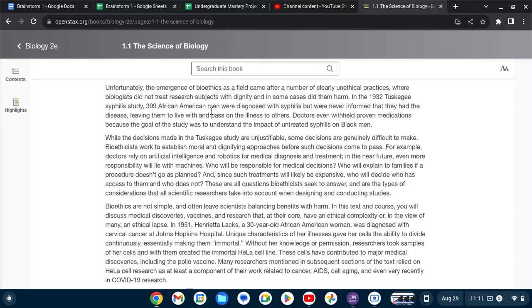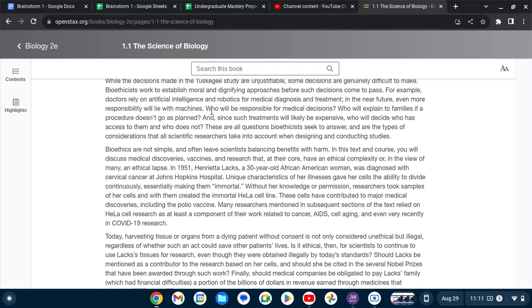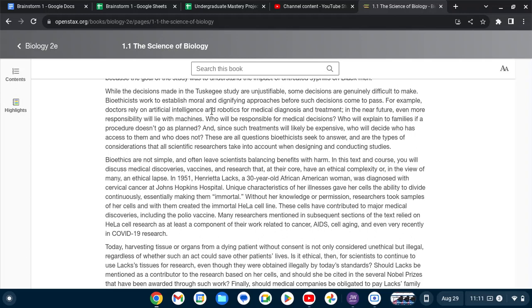Doctors even withheld proven medications because the goal of the study was to understand the impact of untreated syphilis on Black men. While the decisions made in the Tuskegee study are unjustifiable, some decisions are genuinely difficult to make. Bioethicists work to establish moral and dignifying approaches before such decisions come to pass.